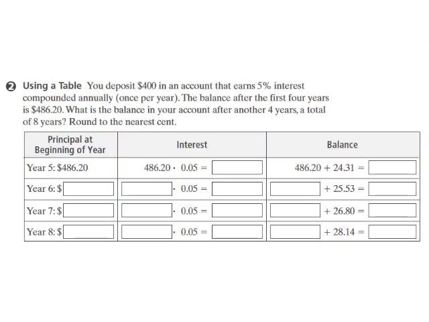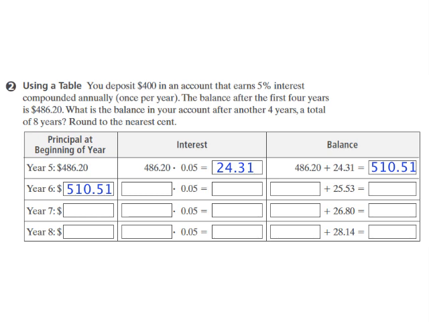For example number 2, we're going to use a table. You deposit $400 in an account that earns 5% interest, compounded annually, once per year. The balance after the first 4 years is $486.20. What is the balance in your account after another 4 years, a total of 8 years? Round to the nearest cent. We start by finding the interest that's earned in year 5. So we take $486.20 times 0.05, and we get $24.31. We add that to the $486.20, and we get $510.51. That becomes the beginning balance of year 6.